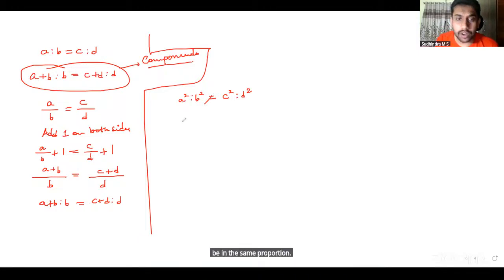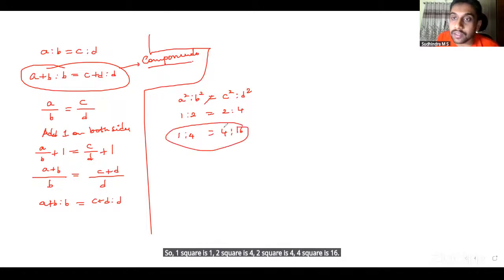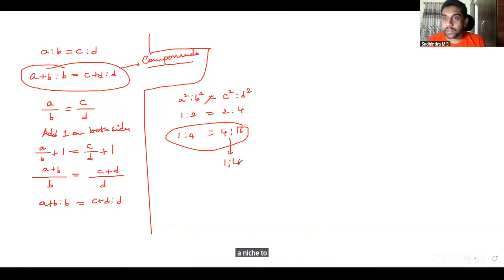May not be. Because if I have 1 is to 2 and 2 is to 4, in proportion. So 1 square is 1, 2 square is 4, 2 square is 4, 4 square is 16. Are they in the same proportion? Sir, you can simplify 4 is to 16 into 1 is to 4. Yes, they are in proportion.